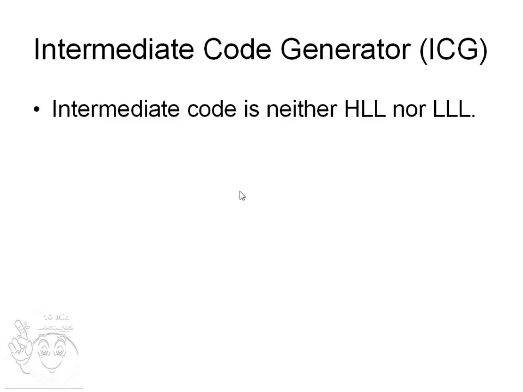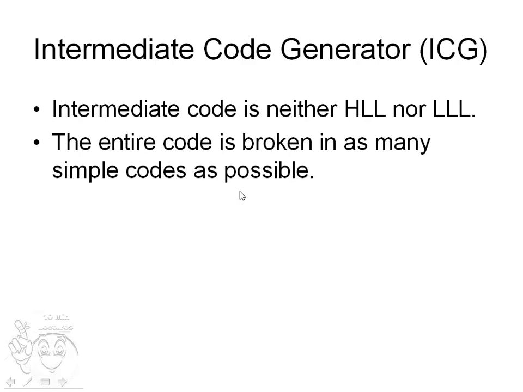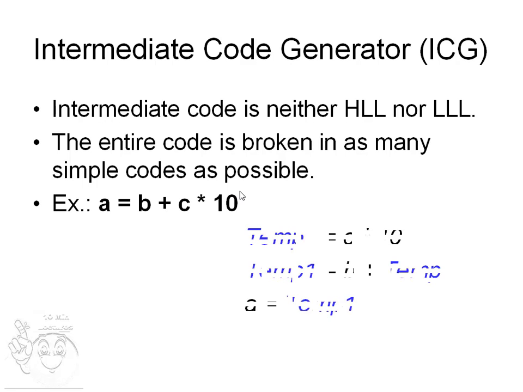Next one is intermediate code generator. Now here what it does is that the entire code is broken into as many simple codes as possible. What do you mean by that? Let's say this is our example, a equal to b plus c into 10. Now this is the way it breaks this entire code. First what it does is it does c into 10 based on our parse tree. This c into 10 was our bottommost set, right?